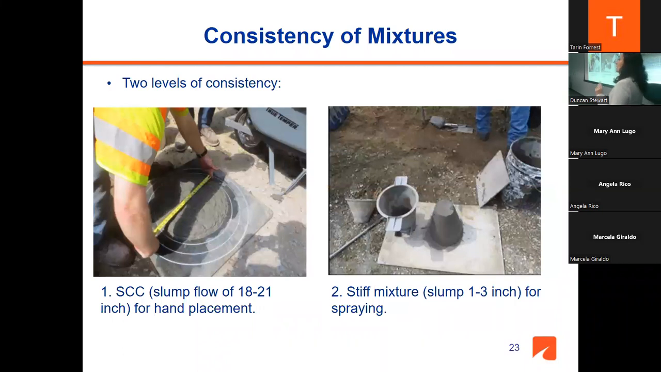There are 2 levels of consistency for the ECC. We can make ECC as a self-consolidating concrete. The slump flow can be between 18 to 21 inches here. It's better for manual placement because it's easier to place the concrete. And then we have a consistency of a stiff mixture. The slump should be 1 to 3 inches, and it is good for spraying.